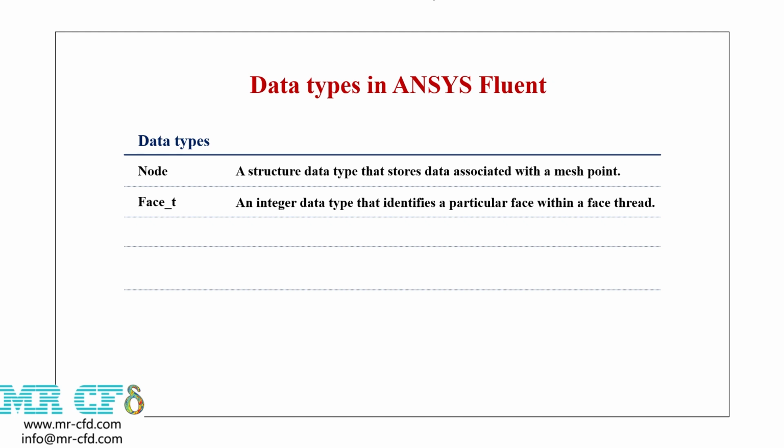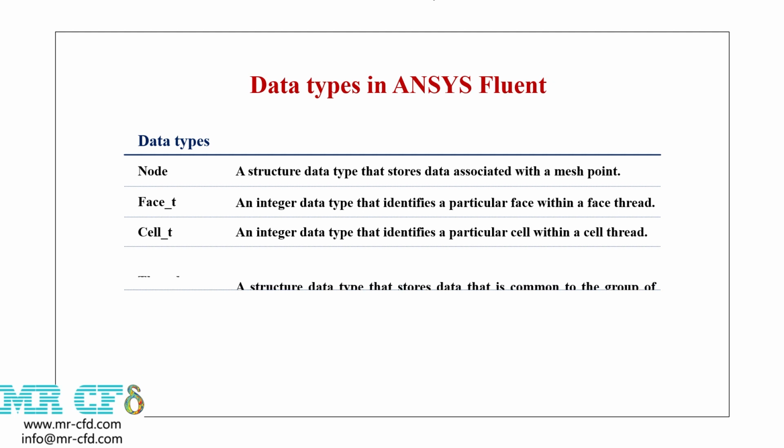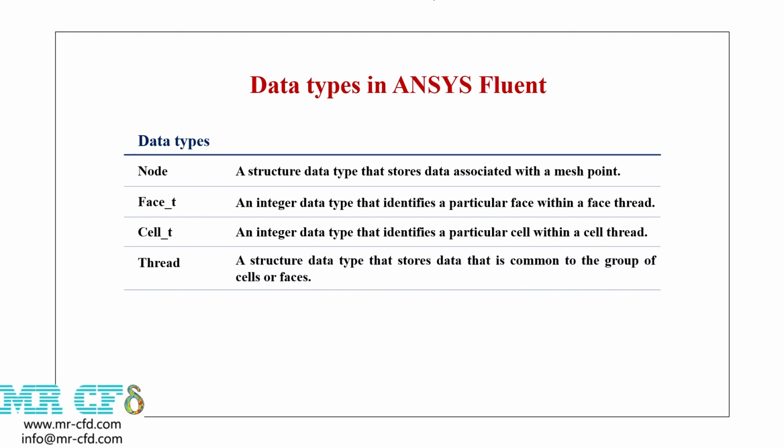Cell_t. This is a data structure in the form of an integer that defines a specific cell within a string of cells or cell thread. In other words, we have several cells in the form of a cell thread and we want to select one cell from among these cells. Thread. This is a type of data structure that stores information related to a group of surfaces or cells. For multi-phase flow problems, a separate thread is defined for each phase of the mixture.